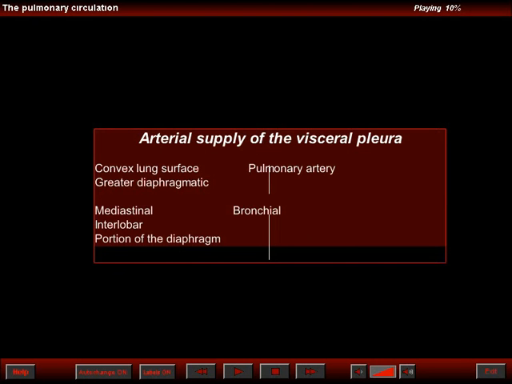The arterial supply to the visceral pleura, the entire convexity of the lung surface and a greater part of the diaphragmatic lung surface are supplied by the pulmonary artery, while the bronchial artery supplies the mediastinal, interlobar, and part of the diaphragmatic visceral pleura.